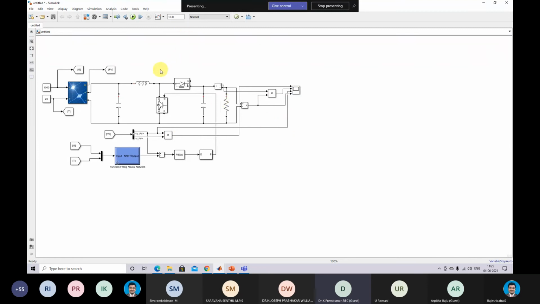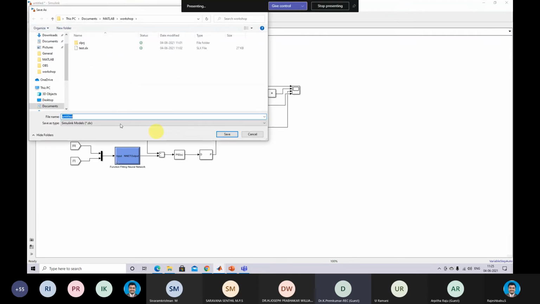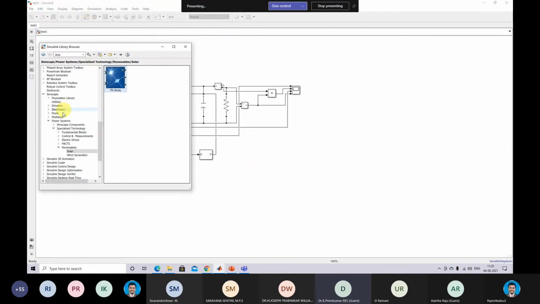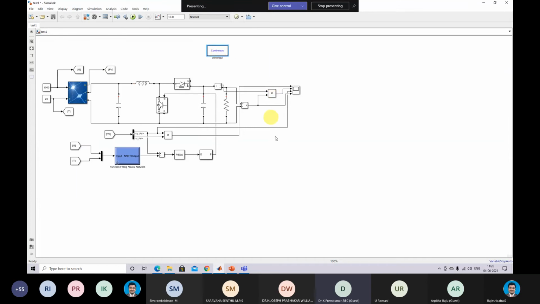Next you have to simulate this model. First you have to save this model as test 1. Here we need to add another block, nothing but the power block, that means the powergui. Where is that? Power, yeah, this one. So here I'm going to simulate this model.